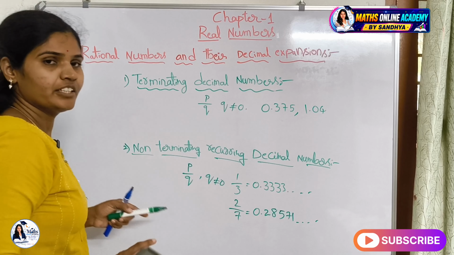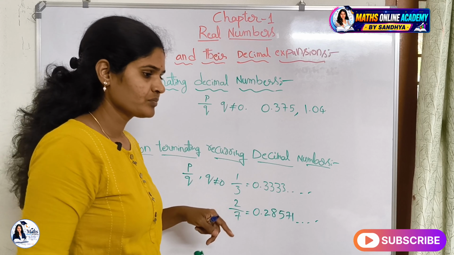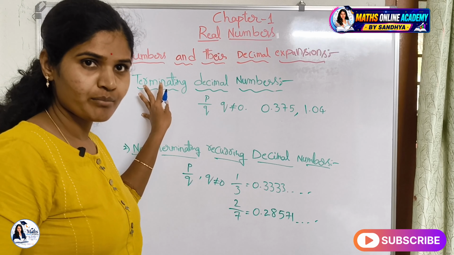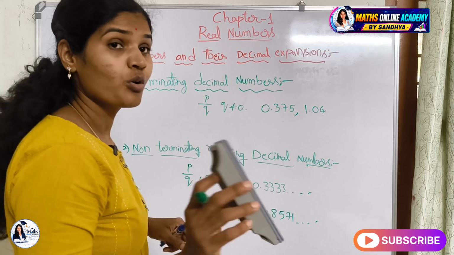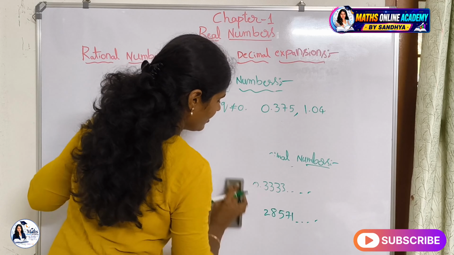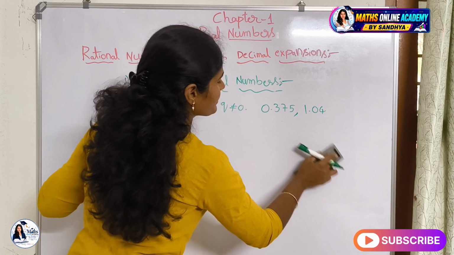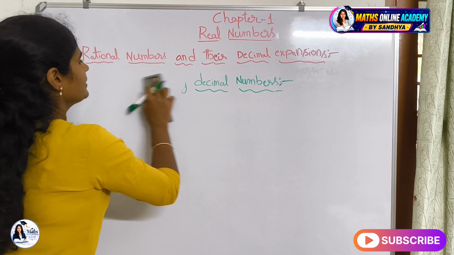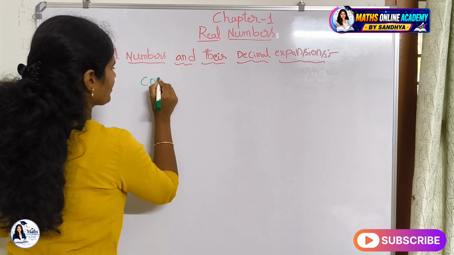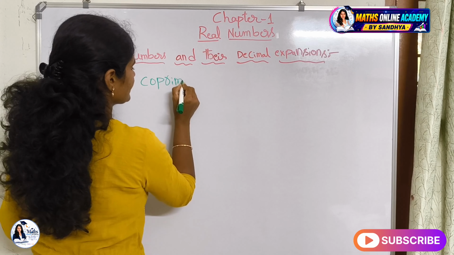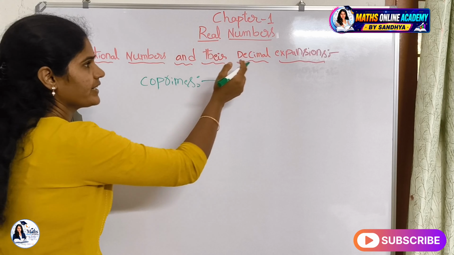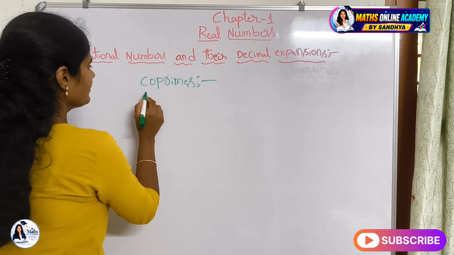Okay. Now we discuss the next theorem, Theorem 1.3, based on rational numbers. One more topic is here: co-primes. Let's discuss that. What are co-primes? Prime means prime numbers, but this is different. In the next theorem we discuss co-primes, based on rational numbers and decimal expansions.